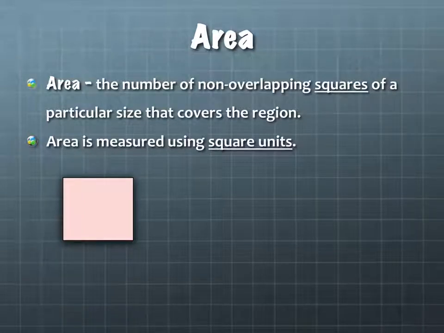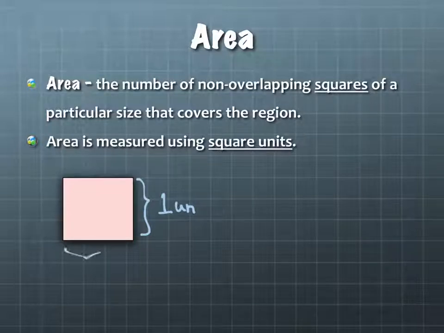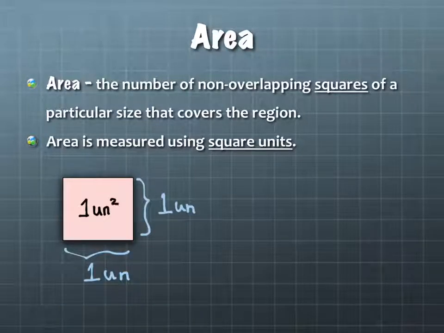So area is defined as the number of non-overlapping squares of a particular size that cover a region. Area is always measured using square units. So if we're looking at this particular square that's on the screen, and this is 1 unit here, whatever that unit measurement is, and this is 1 unit here, then we would say that the area of the shape inside would be 1 unit squared. And we actually read that as 1 square unit.